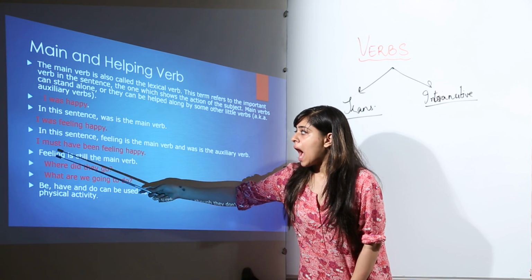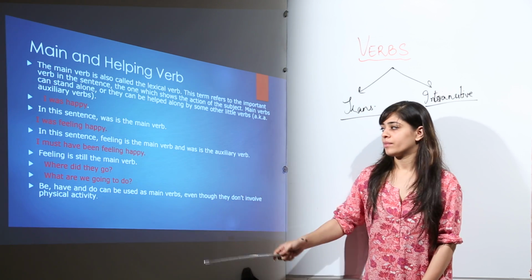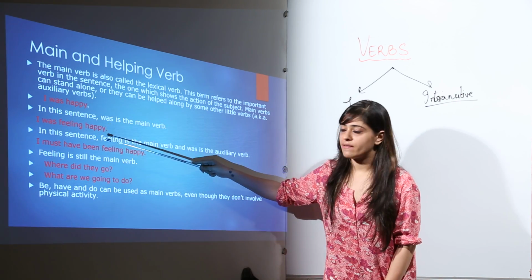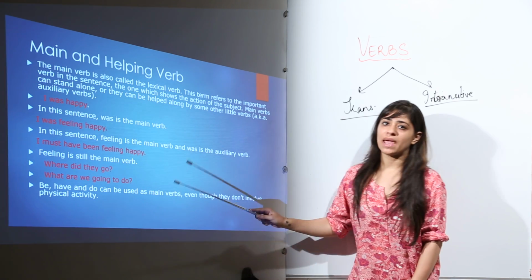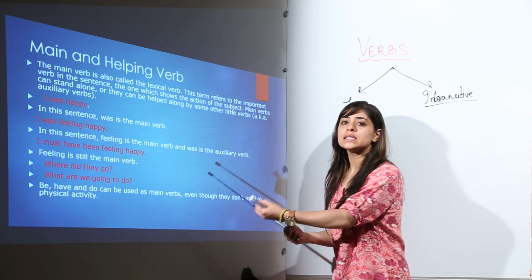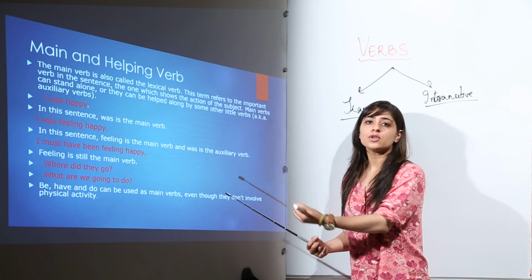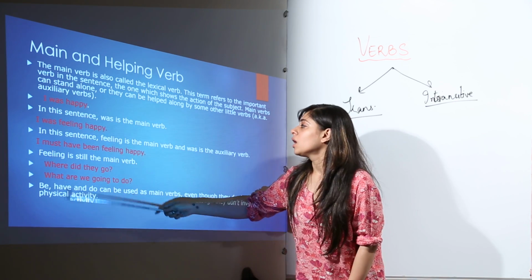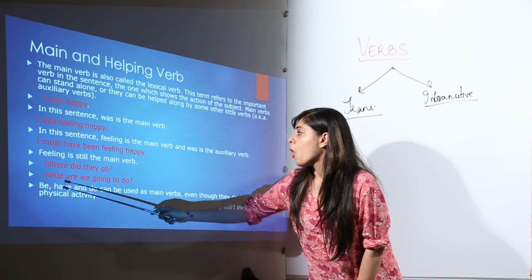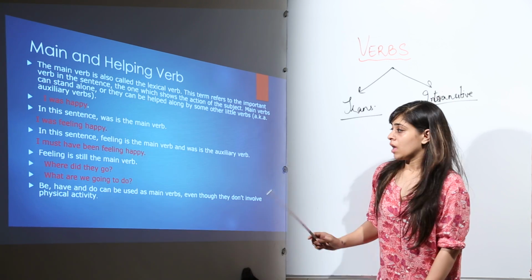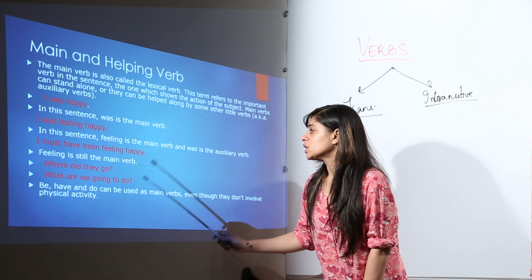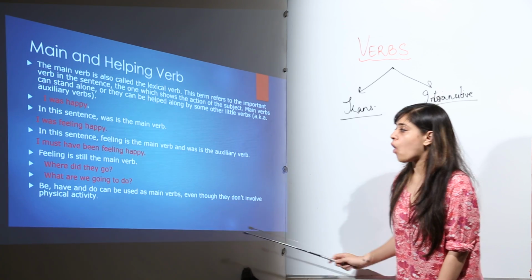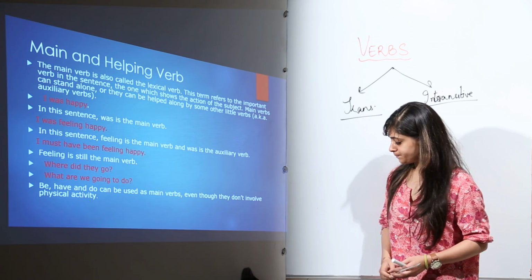Next sentence. I must have been feeling happy. Now here in this sentence again, as we compare it with the previous sentence, feeling is again the main verb because of its position in terms of defining the noun. Next example, where did they go? What are we going to do? Be, have and do can be used as main verbs even though they don't involve physical activity.